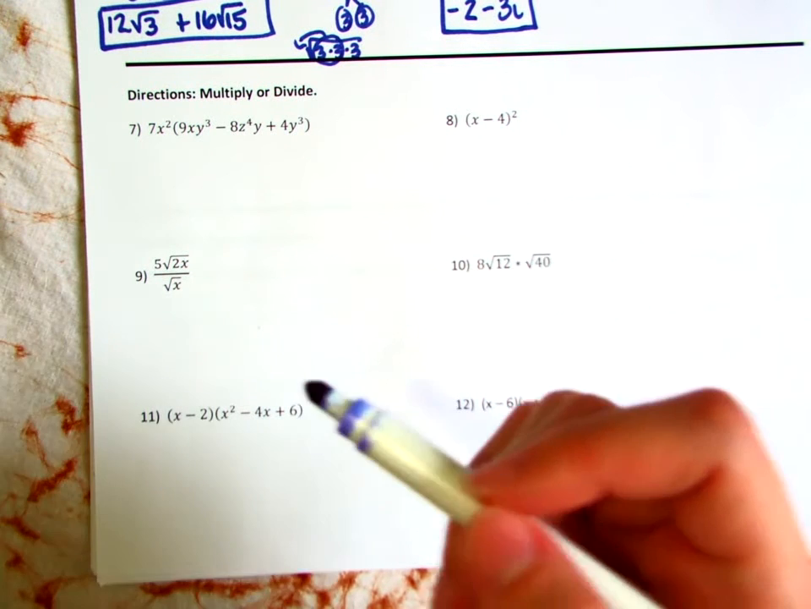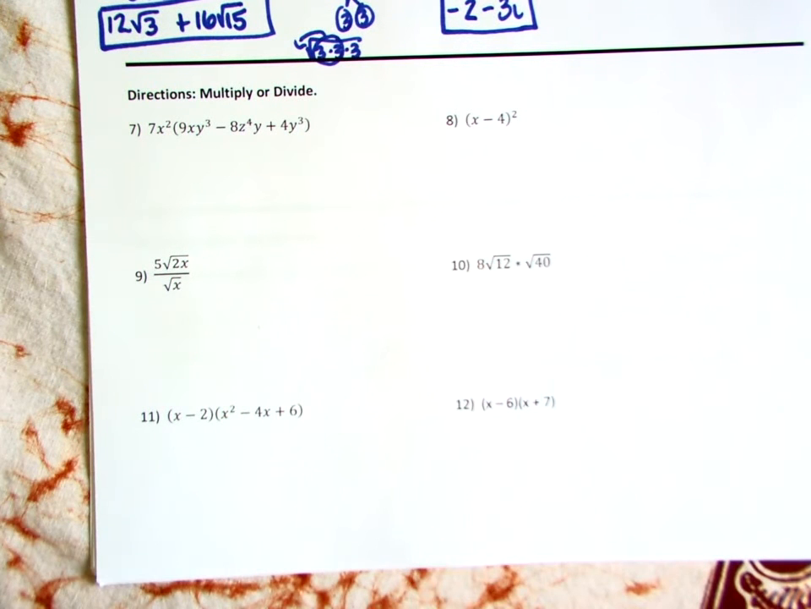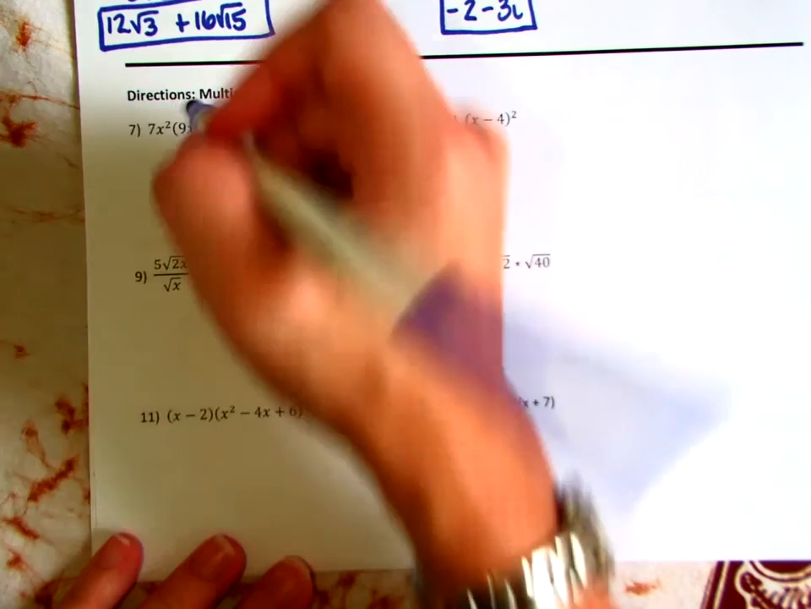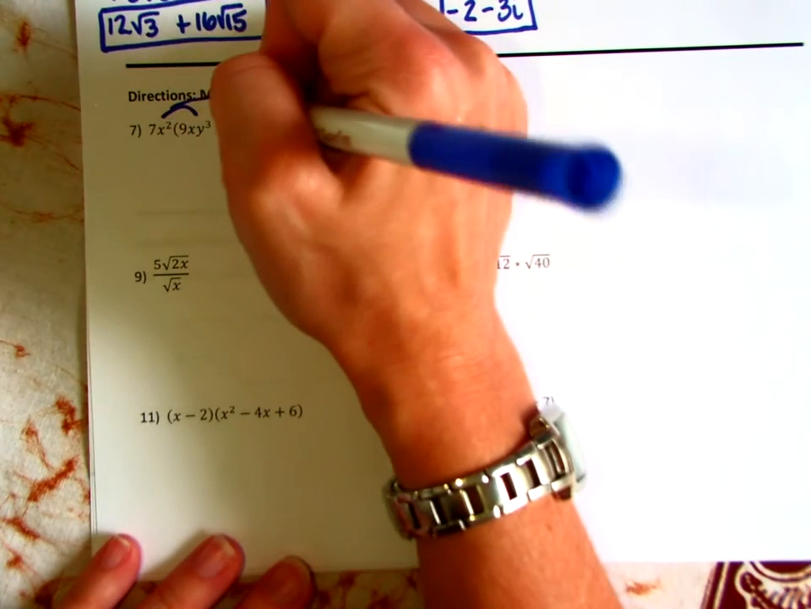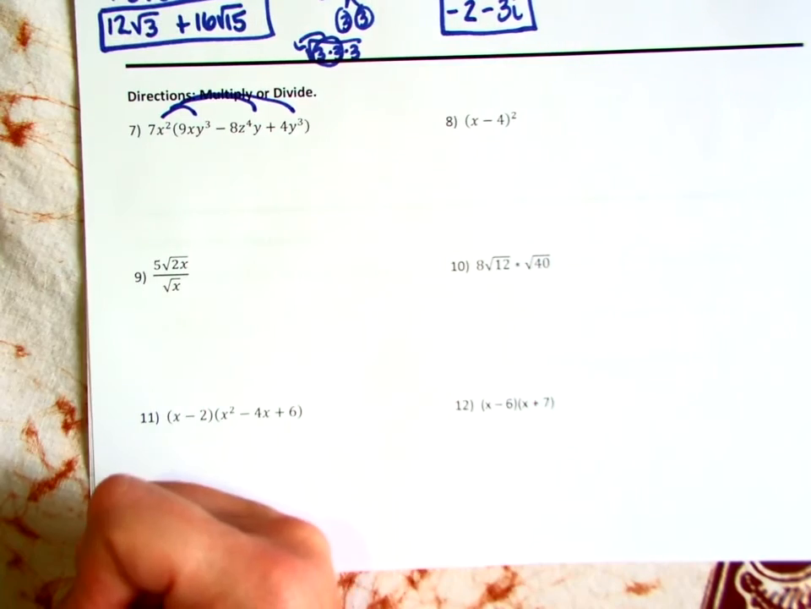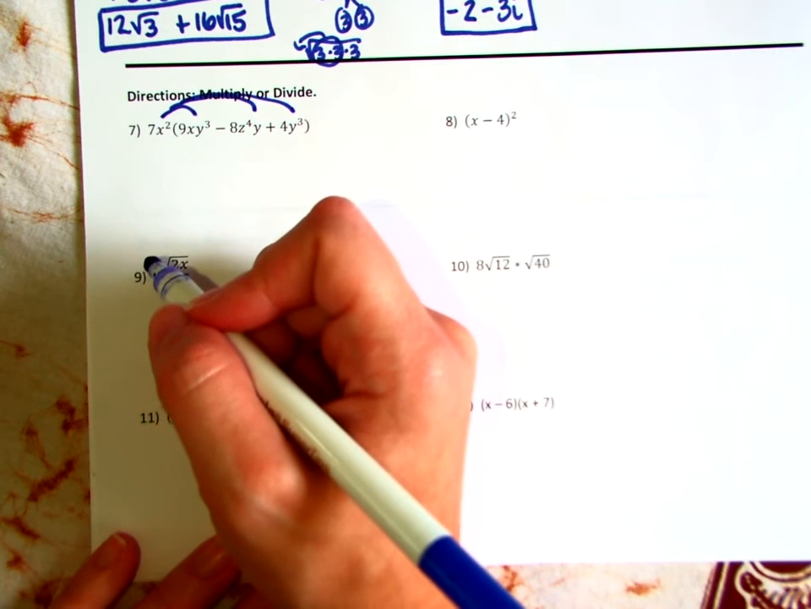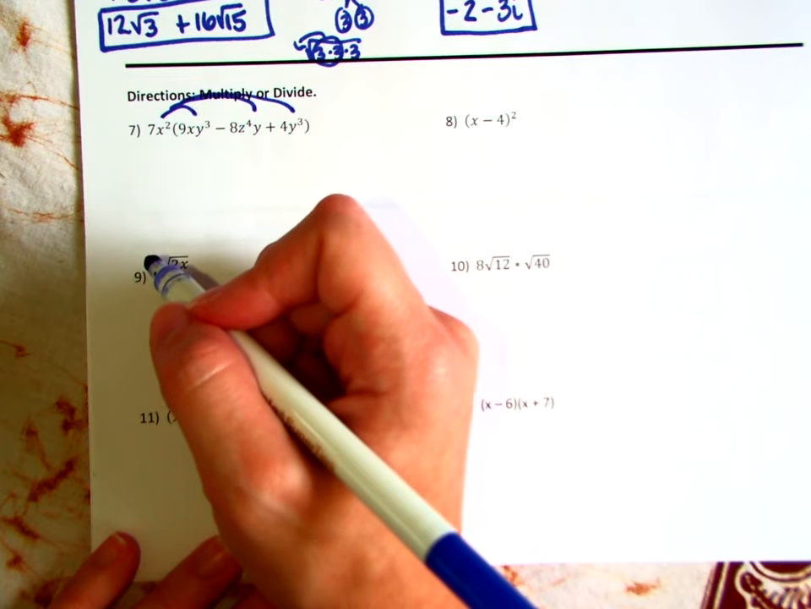This is our study guide for Unit 1. We're doing numbers 7 through 12. On number 7, if you'll notice we have a monomial on the outside, we're going to actually need to distribute that to each term on the inside. When you distribute, you have to be very careful to pay attention that you are getting every number, every variable.